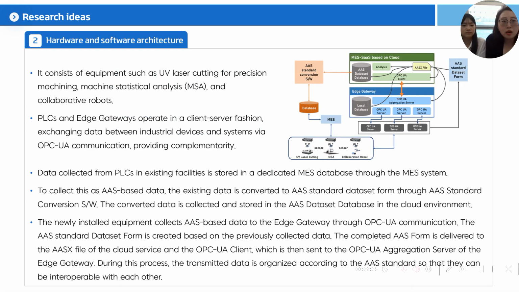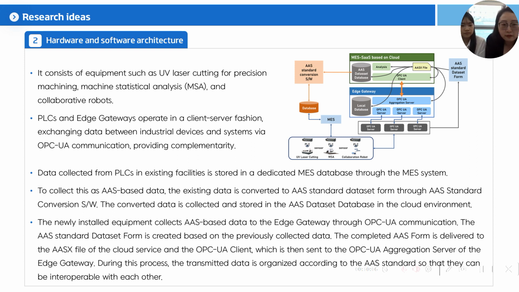Second one is hardware and software architecture. It consists of equipment such as UV laser cutting from precision machining, machine statistical analysis, and collaborative robots. PLCs and edge gateways operate in a client-server fashion, exchanging data between industrial devices and systems via OPC UA communications, and providing complementarity.